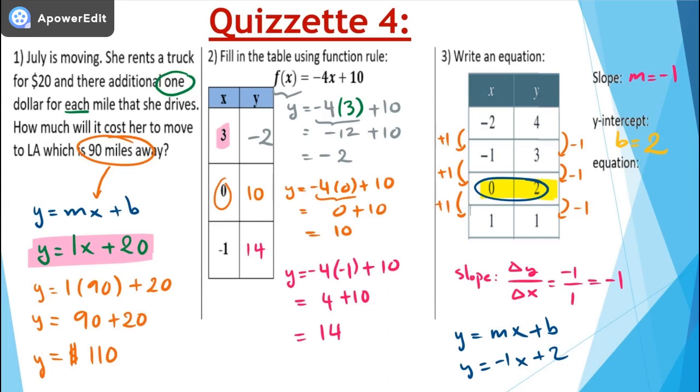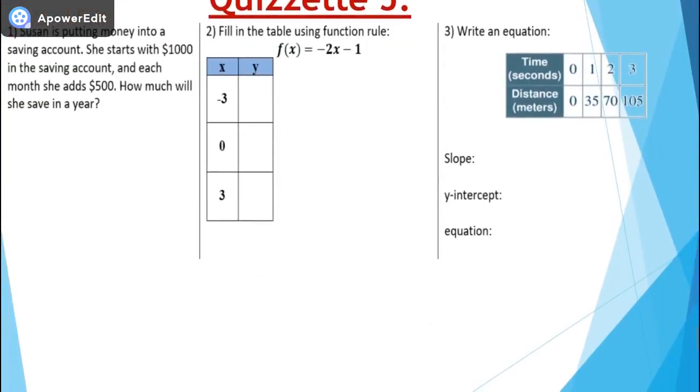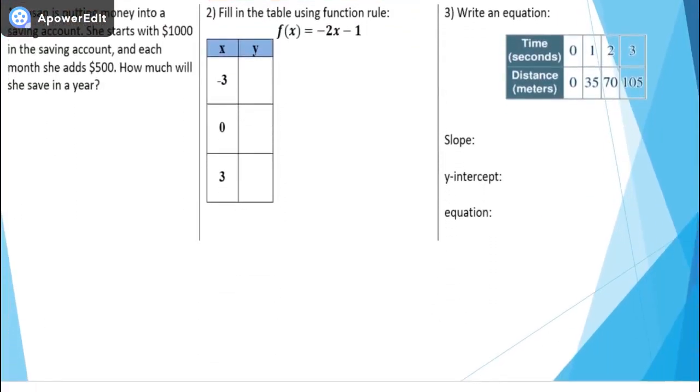Alright, we're heading down to Quizette Day 5, and then we're going to turn the Quizette in. Suzanne is putting money into a savings account. She started with $1,000 in the savings account, and each month she adds $500. How much will she save in a year?